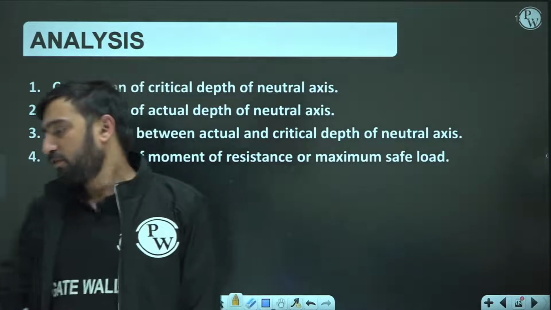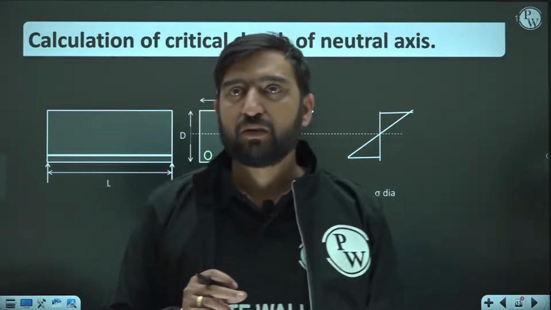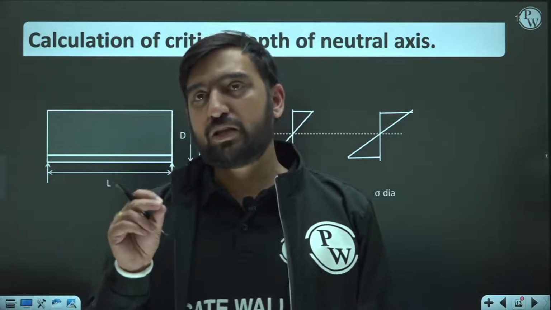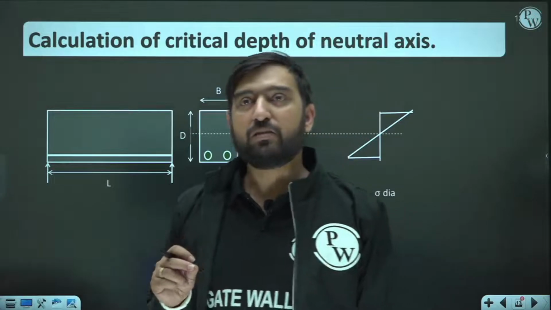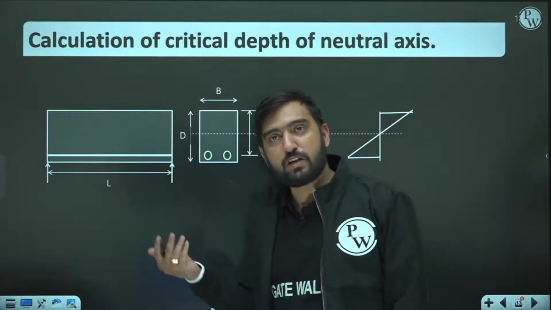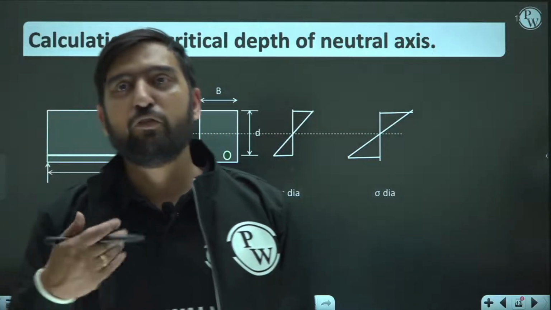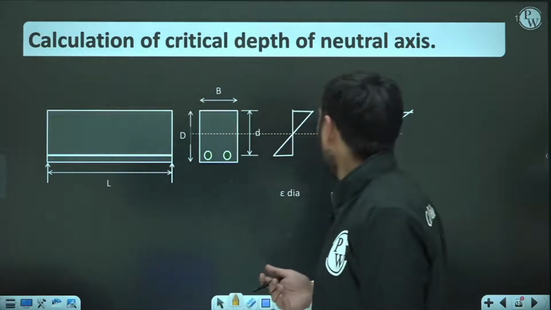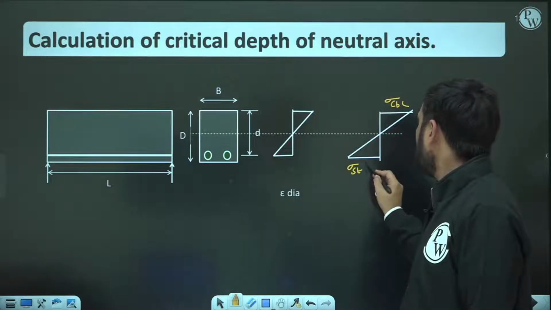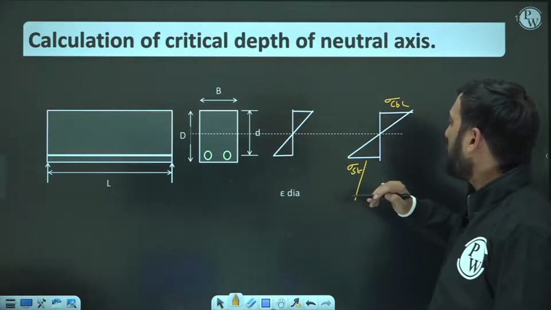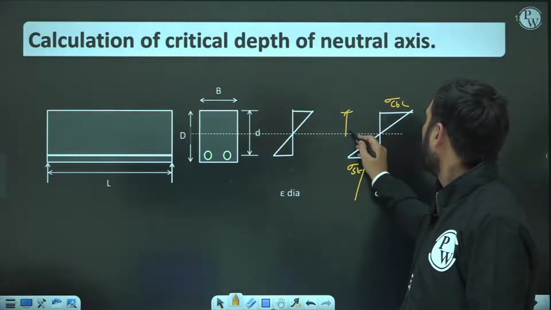First of all, let me come to the critical depth of neutral axis. This is the depth of neutral axis such that the maximum allowable stresses in steel and concrete are going to reach simultaneously. So what are the maximum allowable stresses in concrete? It is sigma CBC, 1/3 of the characteristic value. And what is the maximum allowable stress in steel? It is sigma ST, after dividing the value of yield strength by 1.8. One thing is sure, if this is sigma CBC, this is sigma ST in steel, but if we have converted this section into a homogeneous one, then it is sigma ST by M. Such a depth of neutral axis will be known as the critical depth of neutral axis.